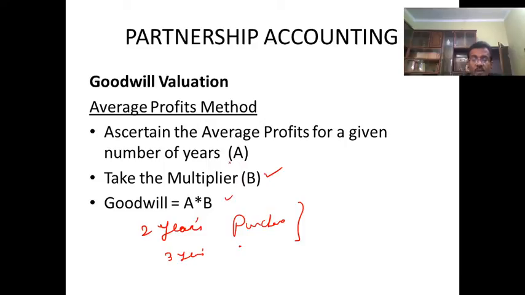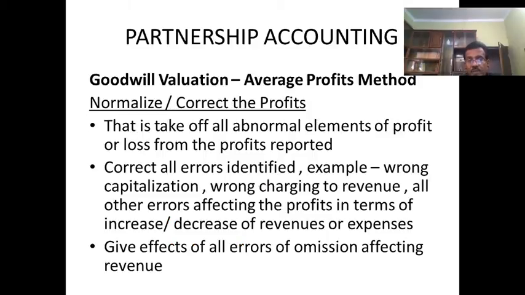The multiplier will always be given to us, so we don't have anything to do with it. Our main work is to ascertain the average profits for a given number of years. How do we do that? We must first of all normalize and also correct the profits. You must take off all abnormal elements of profit or loss from the profits reported.